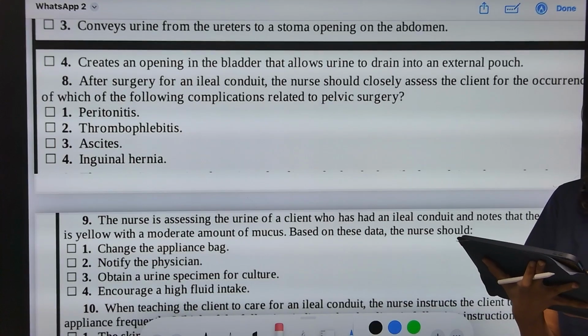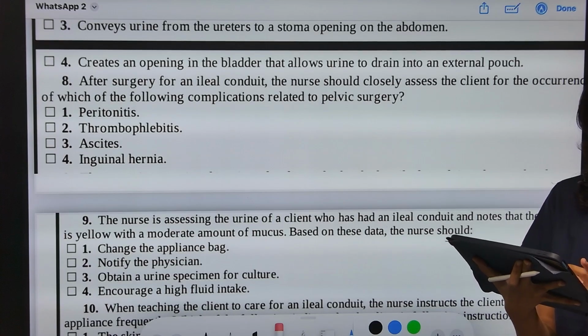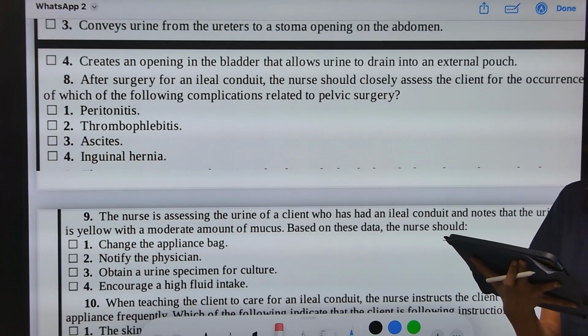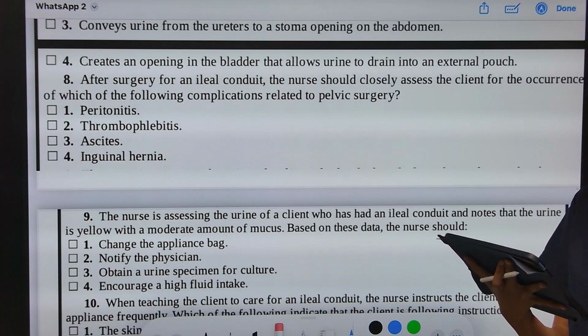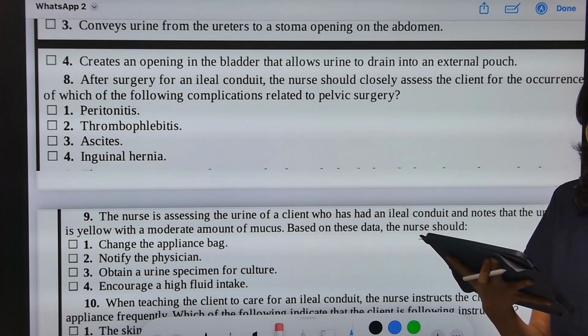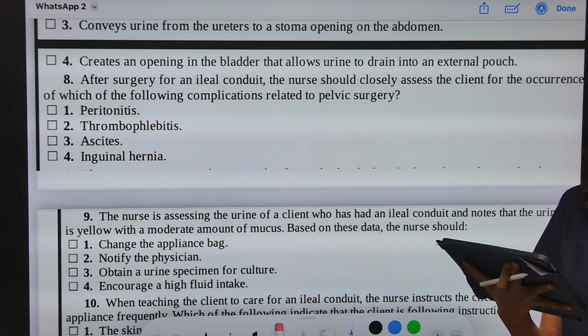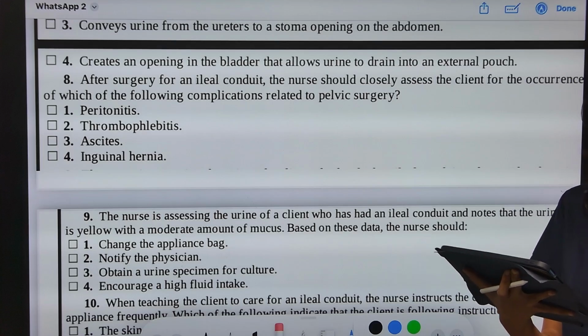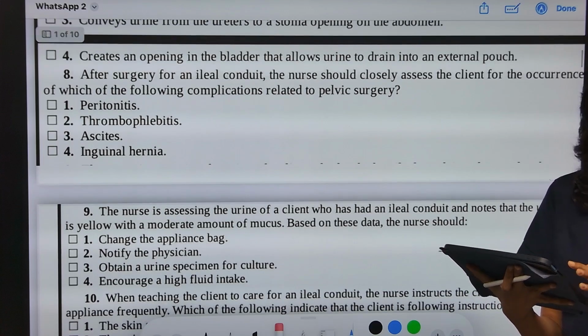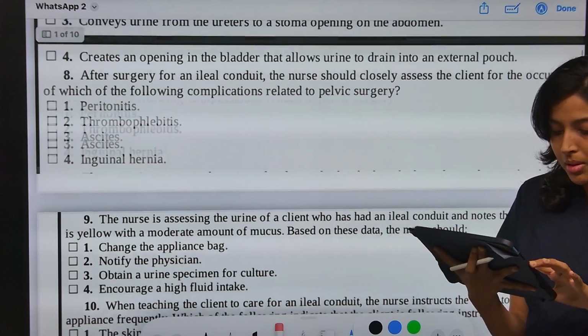After surgery of an ileal conduit, the nurse should closely assess the client for occurrence of which of the following complications related to pelvic surgery. So there are 4 complications in the options and you have to tell which complication will occur after the ileal conduit surgery related to pelvic surgery. So answer fast, you just have 5 seconds to answer.